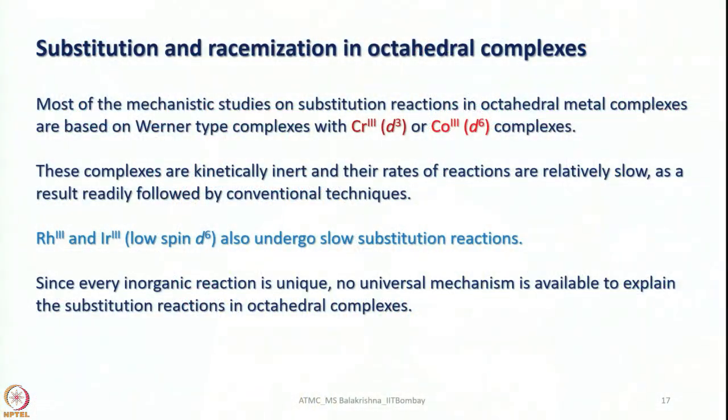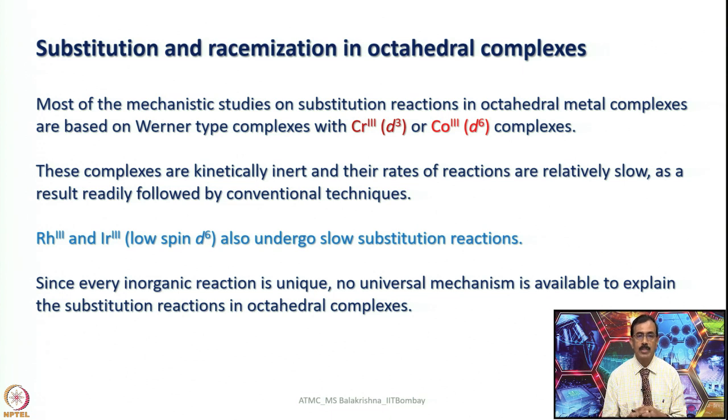racemization in octahedral complexes. And most of the mechanistic studies on substitution reactions in octahedral metal complexes are based on again Werner type complexes involving chromium 3 d3 system or cobalt 3 d6 system, and these complexes are kinetically inert. The reason why Werner carried out systematic substitution reactions during those days by considering very inert complexes is because at that time analytical instruments or spectroscopic instruments or spectrophotometry were not very handy. In fact, they were never heard of.